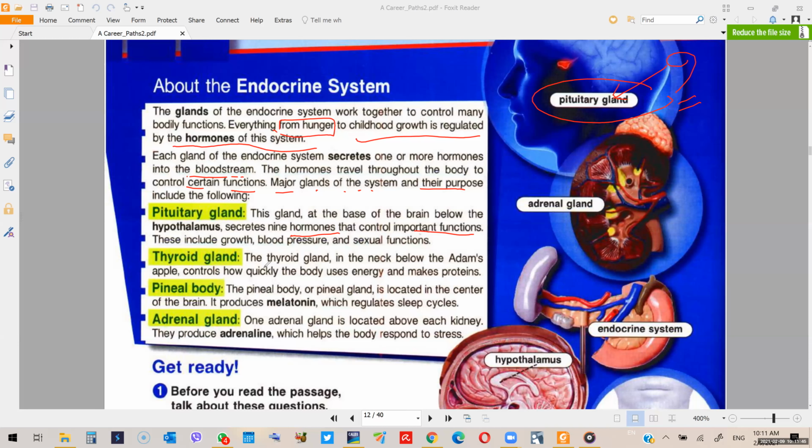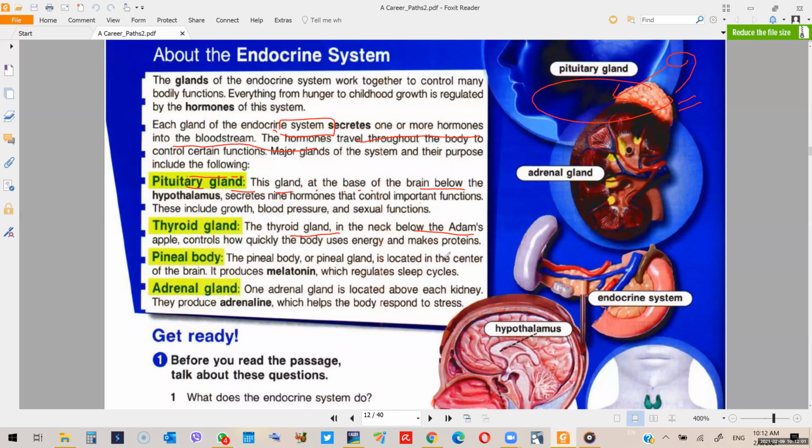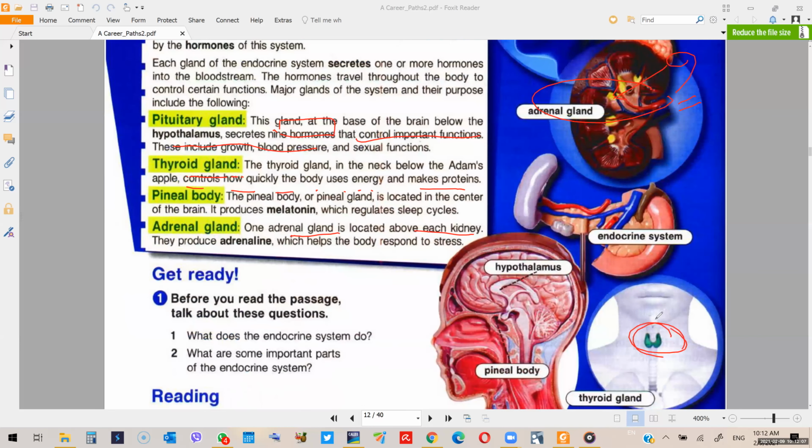Thyroid gland, the thyroid gland in the neck below the Adam's apple, controls how quickly the body uses energy and makes proteins. So let us make it a little bit clearer. So it is here, this is the place of the thyroid gland, as you can see here from this figure. That's the thyroid gland below the Adam's apple.